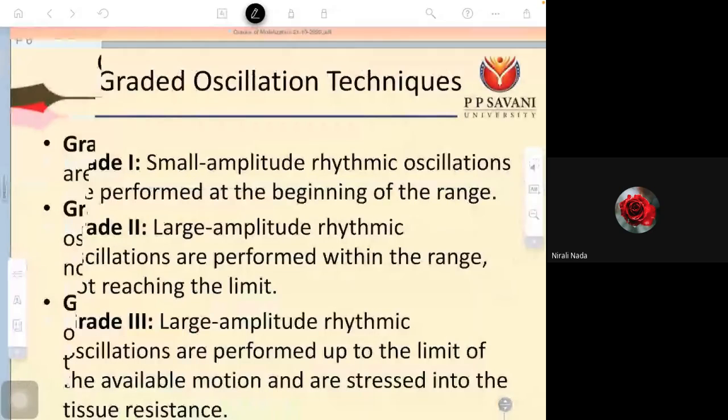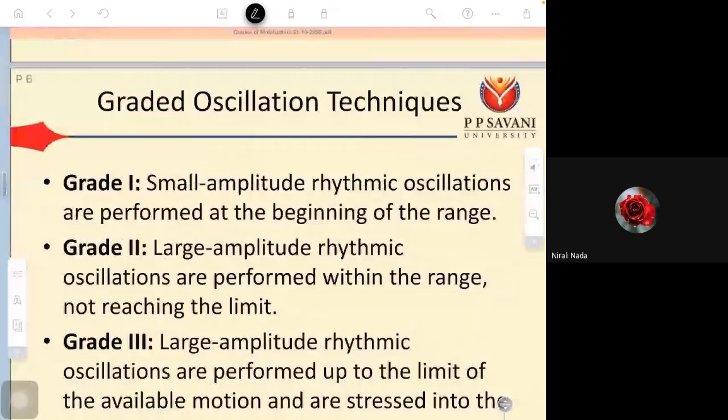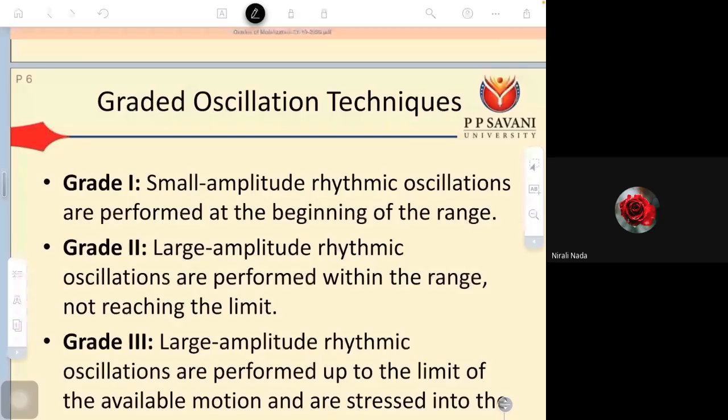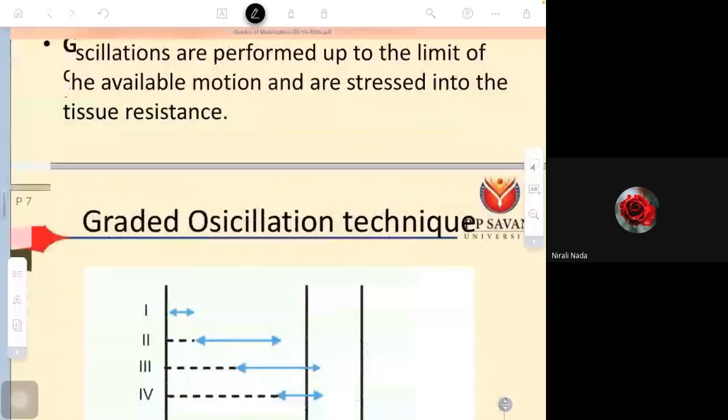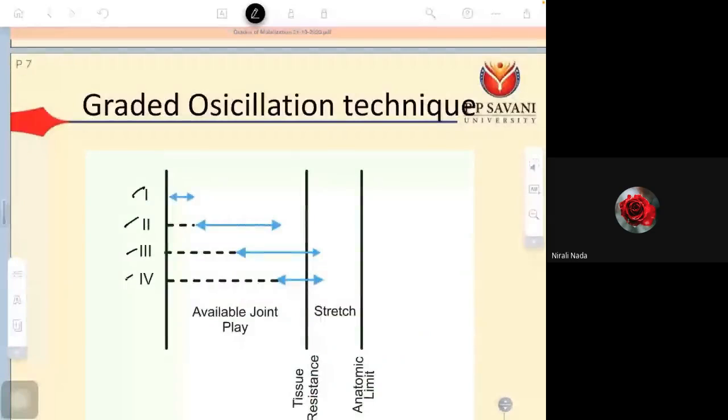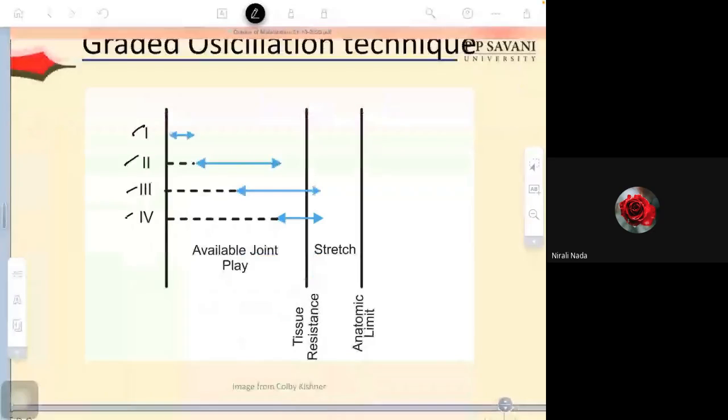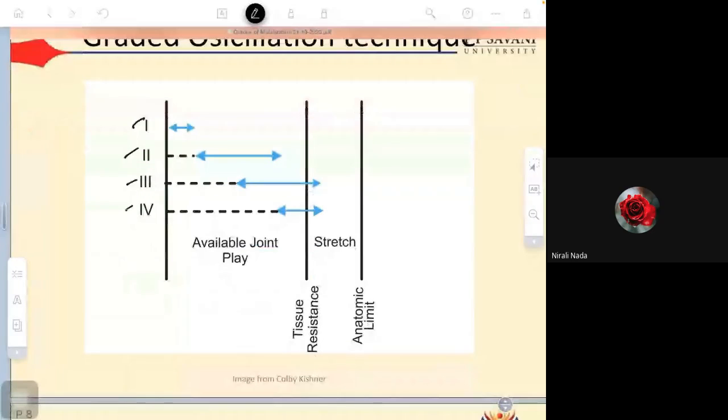So graded oscillation technique is otherwise called the Maitland technique. There are 4 grades. You should understand there are 3 vertical lines. This is 1, 2 and 3. You should know what each line represents.